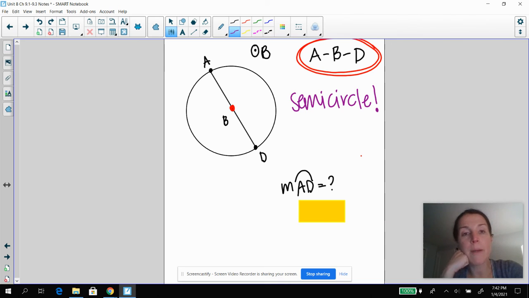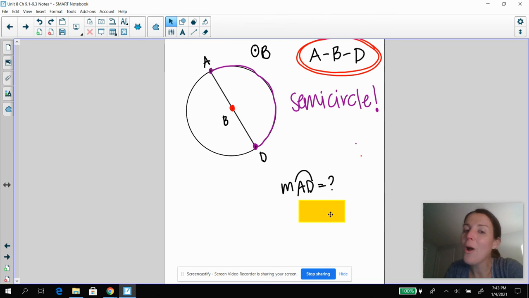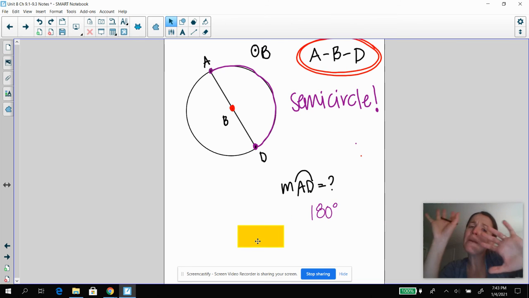And so what do you think the measurement of arc AD is going to be? What is this measurement going to be? Pause the video and then come back. I hope you said 180 degrees. You would be right. Yes. A semicircle is half the circle. So if I know 360 is a full circle, then I know half of it's got to be 180.